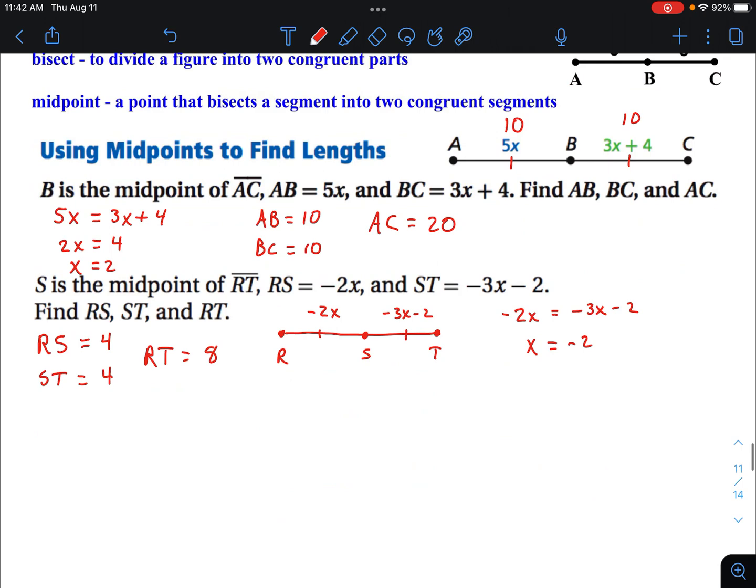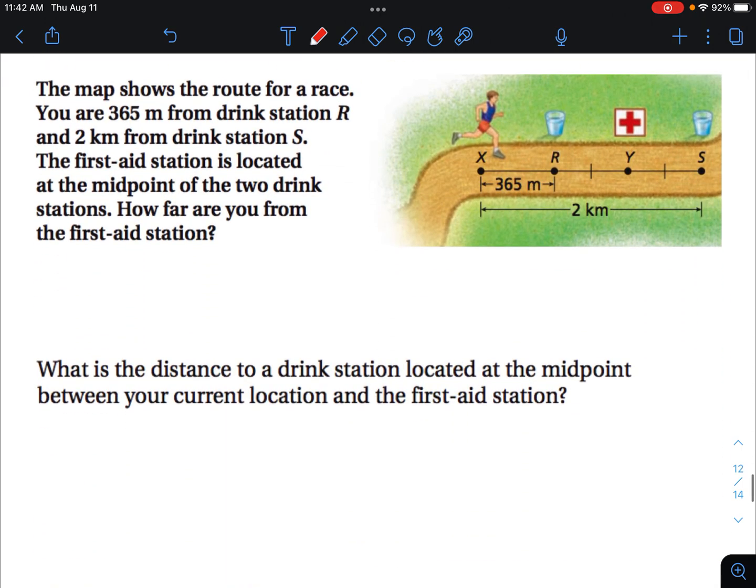So that's using midpoint along with segment addition postulate. We can do some more on that. These are a little bit more challenging. This one has meters and kilometers, so even to start this problem, you need to know that 1 kilometer is equal to 1,000 meters. That way you're working in the same unit. So maybe instead of writing 2 kilometers here, we might write 2,000 meters.